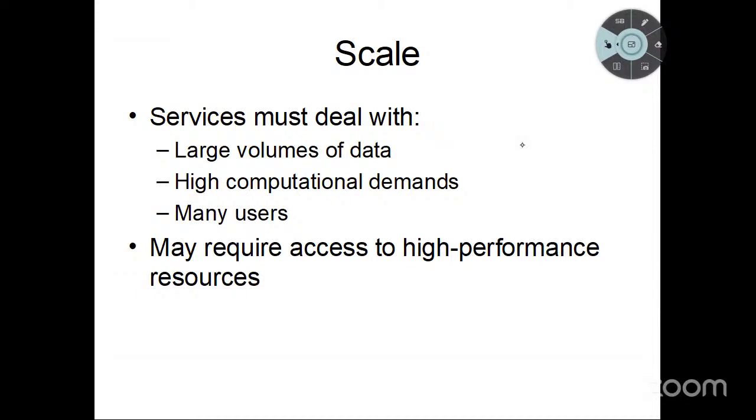Here, the services must deal with large volumes of data, meaning more data, and high computational demands. What are these high computational demands?